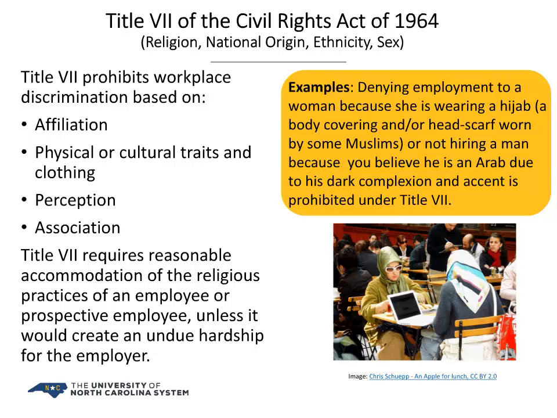Further, Title VII requires an employer to reasonably accommodate the religious practices of an employee or prospective employee unless it would create an undue hardship for the employer. Examples of discrimination based on Title VII include denying a woman wearing a hijab, a body covering and or headscarf worn by some Muslims, employment, or not hiring a man with a dark complexion and an accent believed to be Arab is prohibited under Title VII.